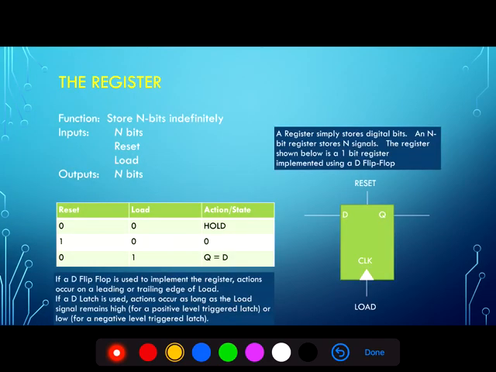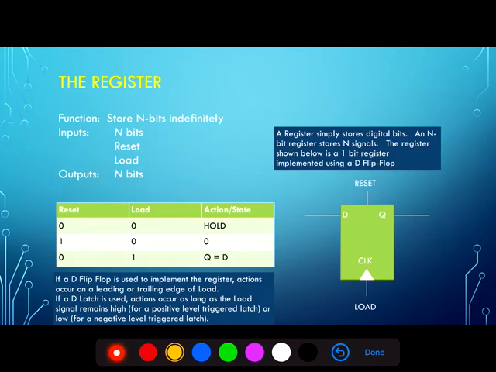In general terms, the register is a storage device, and in digital systems, a register simply stores digital or binary bits. An n-bit register will store n signals, whether they be zeros or ones. The implementation of a simple 1-bit register is shown here implemented using a D flip-flop.